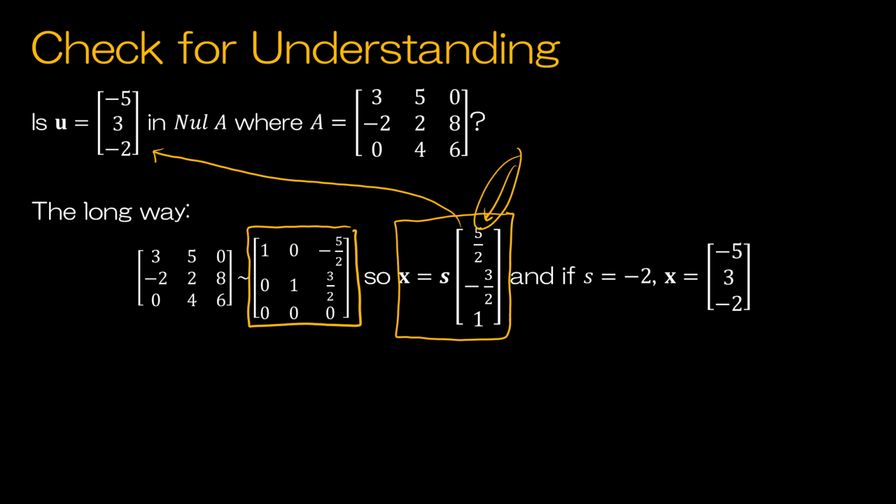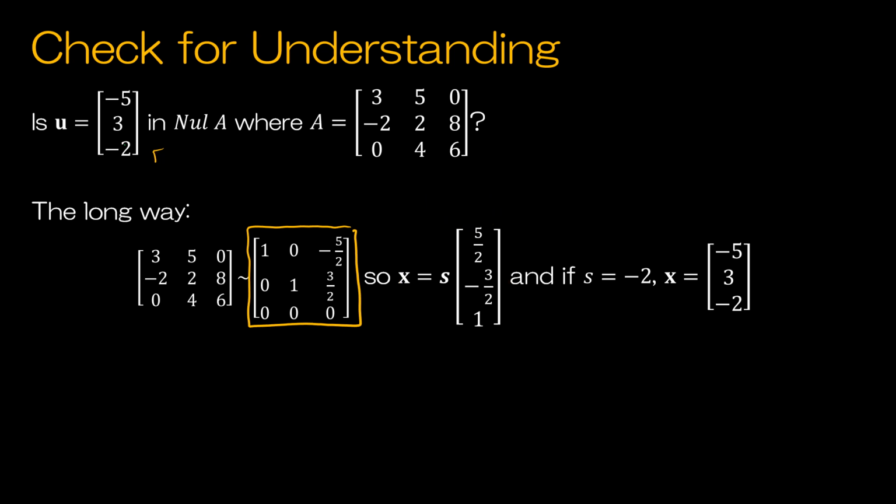If I let s equal negative 2, then I get negative 5, 3, negative 2. So it's great to do it that way because first, we know how to do that. It's row operations. Second, we know how to write it parametrically. And third, we're putting together that this vector can span any of the solutions in null A. So any solution in null A, I should be able to write using some value of s, which would be a linear combination of that vector.